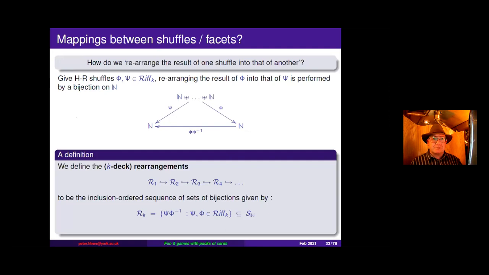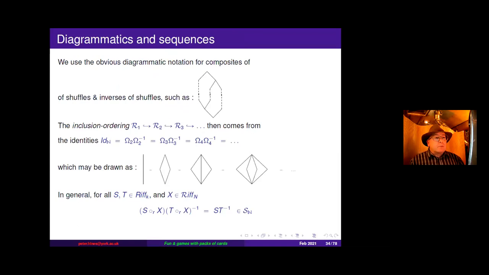We're going to have an inclusion ordered sequence of sets of bijections. So these are given by taking R_K to be given by taking two hierarchical riffle shuffles and composing one with the inverse of the other. So we're getting inclusion ordered sets of bijections on the natural numbers, elements of the symmetric group on N. Okay, well, we're going to use the obvious diagrammatic notation for composition for composites here. This is the composite of a shuffle and its inverse.